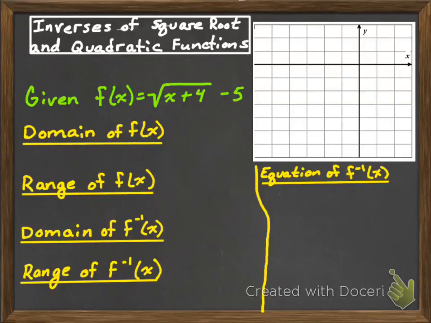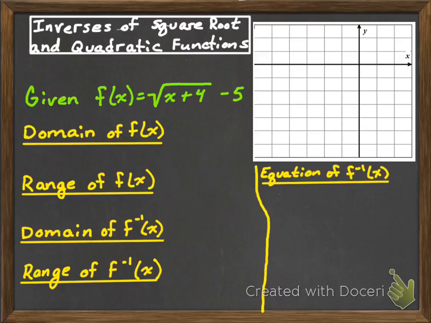In this section, we're going to be talking about inverses of square root and quadratic functions. If you remember, an inverse is gotten by taking your y value and your x value and simply switching those two things and then solving for y. That's how you get an inverse. So we're going to take our function, graph it, find the domain and range of that, then algebraically get the equation for the inverse and find the domain and range of that, as well as graphing the inverse.